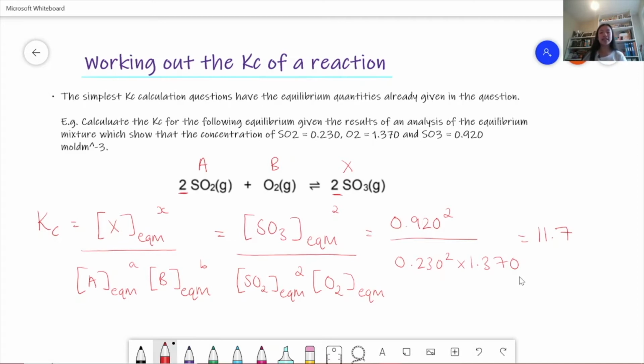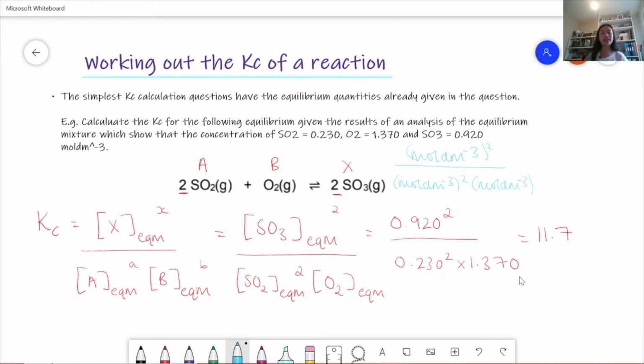Now, the thing with Kc is that the units of it change depending on the reaction. So the way we work out the units is that we use the formula that we have here, but we cancel out some of the units. So for example, for this example, on the top we have a concentration squared. So we have moles per decimeters cubed squared. And then on the bottom, we have another moles per decimeters cubed squared and just a normal moles per decimeters cubed.